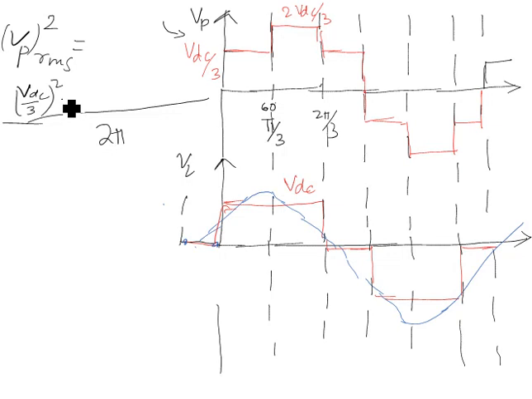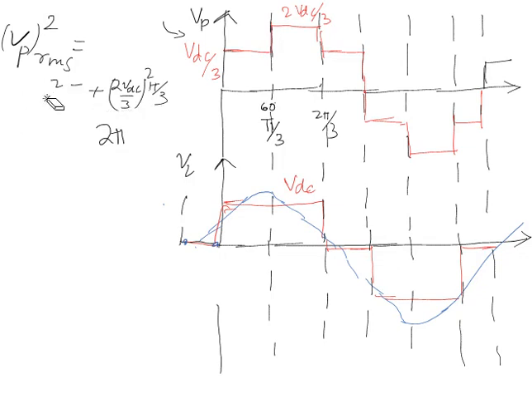multiplied by how much time period? Time period is pi by 3. Okay. Similarly, plus 2 VDC by 3 whole square, pi by 3. And then, so it's nothing. If you are confused, I can tell you how I am getting this waveform.